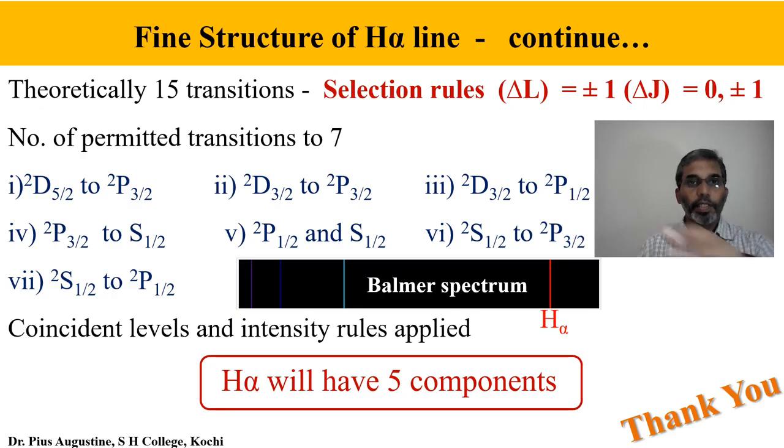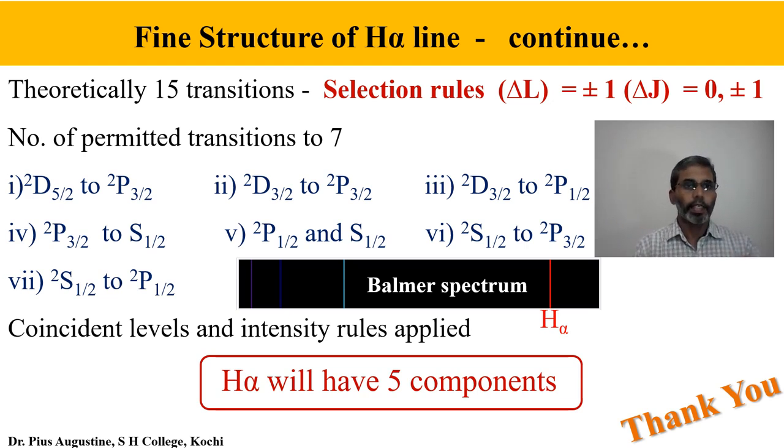Okay, we will continue with this fine structure of the H-alpha line. Theoretically, if you analyze, if there are 5 energy states in the n equal to 3 level and 3 energy states in the n equal to 2 level, then theoretically 15 transitions are possible. But you have to apply selection rules, that is delta L is plus or minus 1 and delta J is plus or minus 1 or 0. And this reduces the number of permitted transitions to 7.